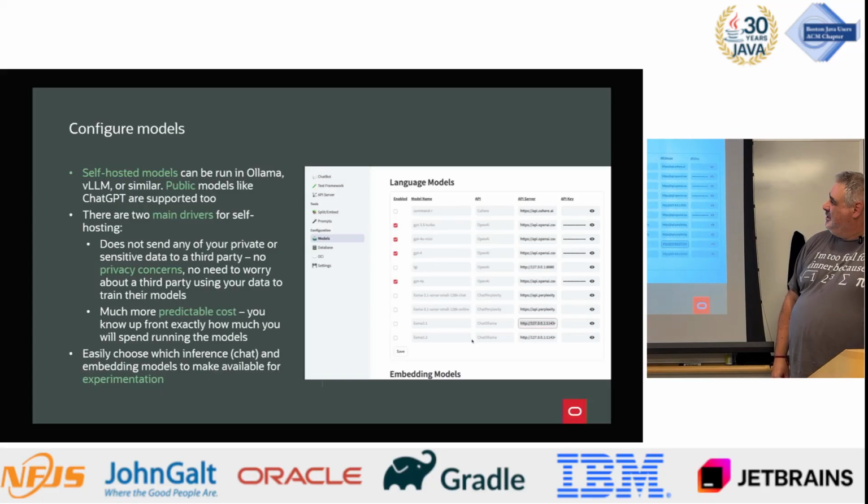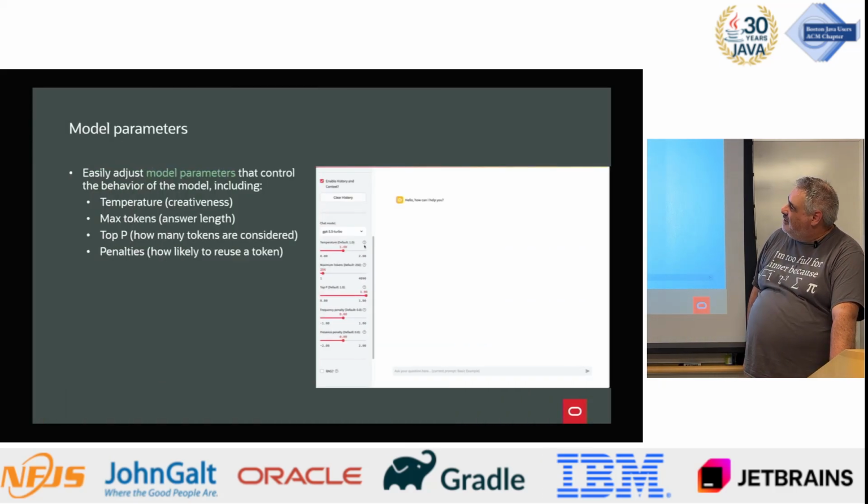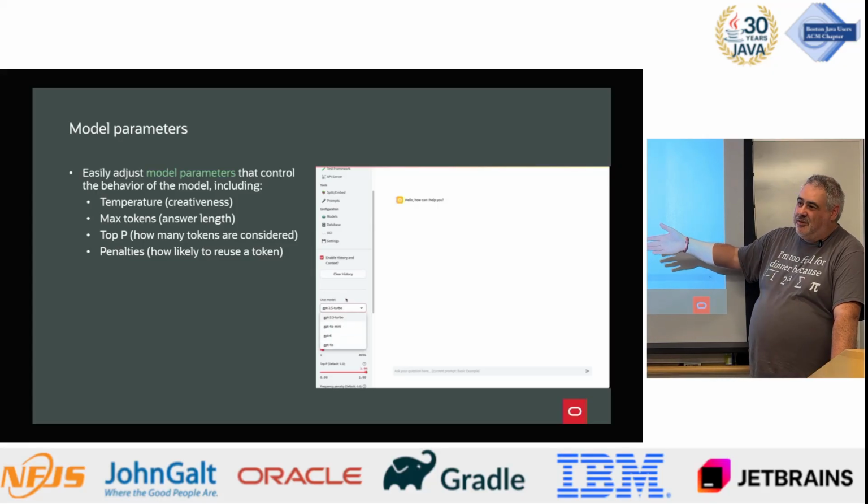This is showing you that you can configure different models. They can be public or self-hosted models, like we talked about. You can set the API keys and play with the parameters. This is our recap. We've already talked about all this, but just to show you what it looks like, you can pick the model you want to use, tweak the parameters, ask the questions, change the parameters, ask it again, and see what it does differently.